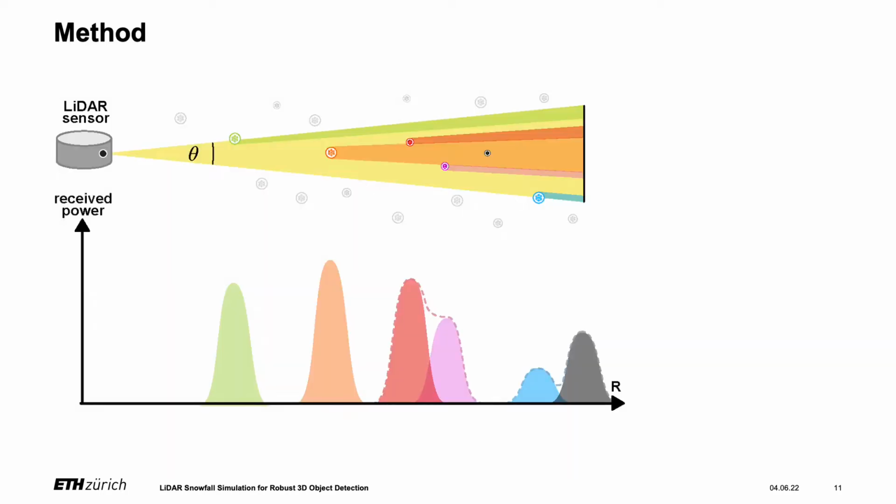If we look at one individual ray, it is possible that multiple snowflakes are interfering with the ray, as we can see in the illustration on the top. On the bottom, we see the received power over time/distance. In this particular example, the orange snowflake would cause the strongest return and overshadow the measurement of the hard target in black. Hence, in the augmented point cloud, we need to replace the measurement of the hard target with the measurement of the orange snowflake.